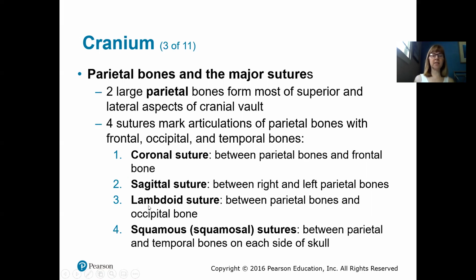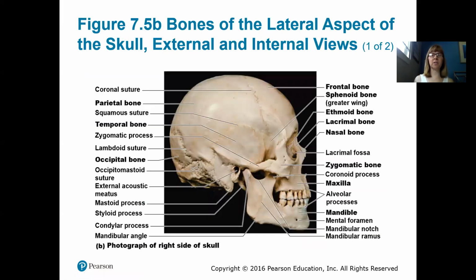Then these other 2 sutures are not as intuitive. The lambdoidal suture is the one in the back, and that's going to cut between the parietal bones and the occipital bone. That's the one in the way back. And then the squamous suture, you don't have to memorize as much. It's a little smaller. I wouldn't worry too much about it.